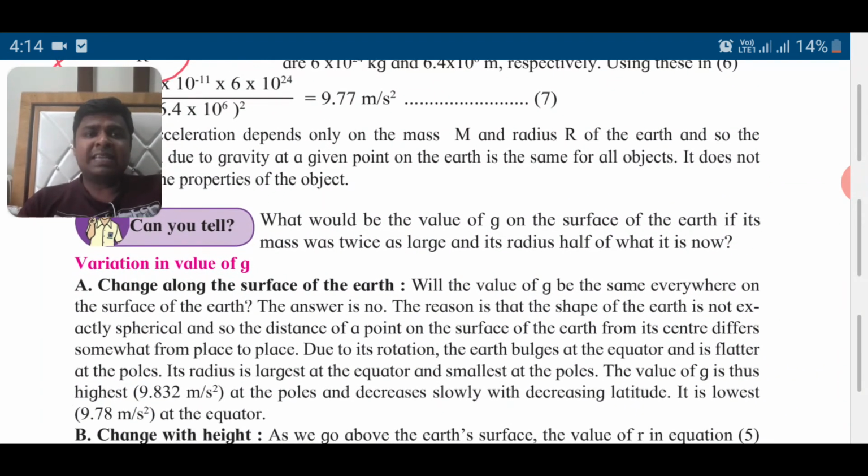Now will it be the same for all objects, or will it be the same everywhere on Earth? The answer is no.